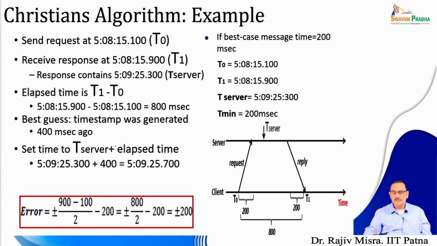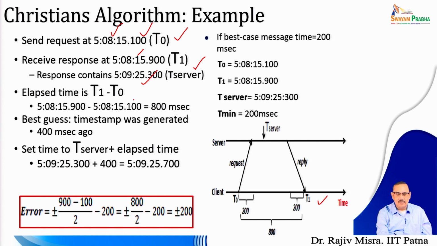Now, let us see Christian's algorithm through a running example. Let us say that the request is sent at time T0, let us say 5:08 and 100 milliseconds, and then the response is received, that is T1, at time 5:08 and 900 milliseconds. The response contains the T server timing, and let us say that this timing is 300.